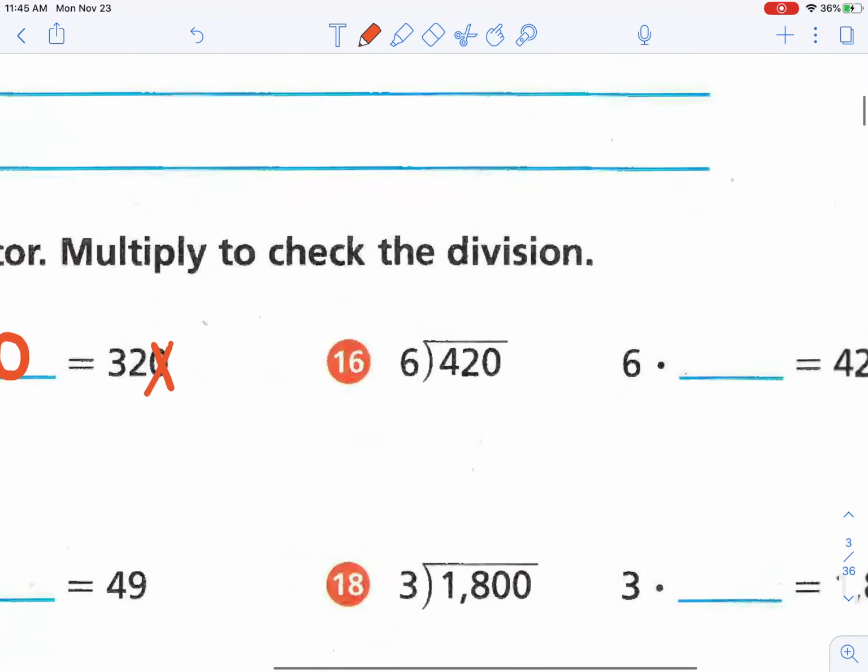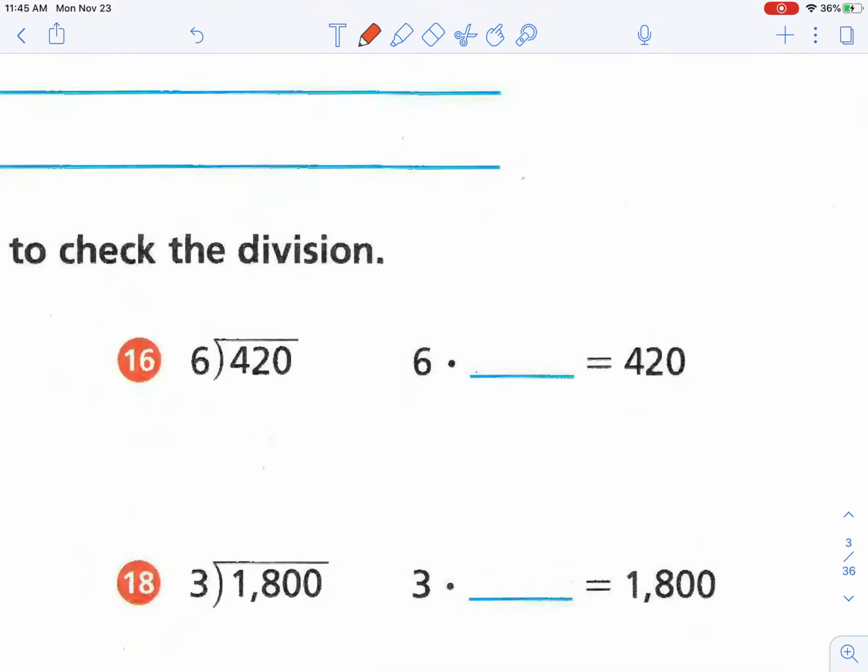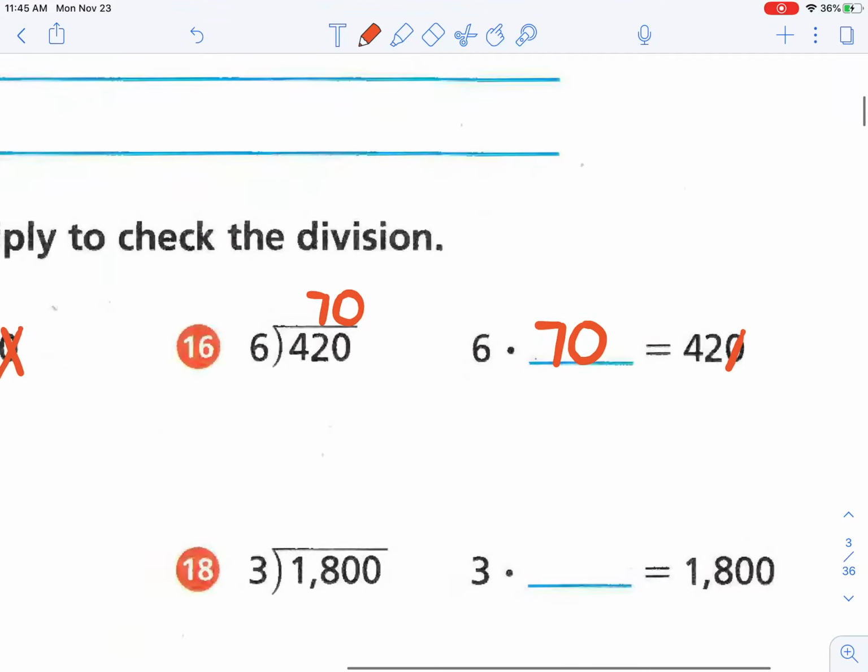Let's look at number 16. There's that 0 again. Let's take away that 0. 6 times what is 42? 6 times 7 is 42. Add my 0 back in. 70 is my answer. We can use our tens trick in multiplication in the same way with division.